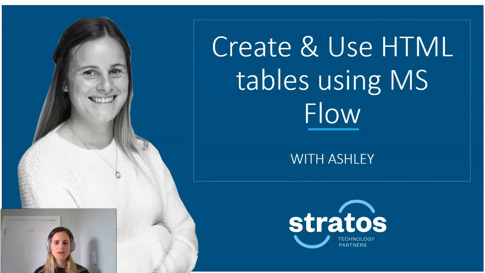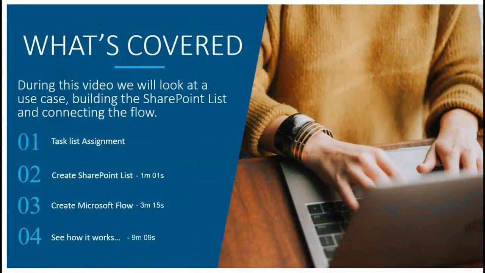In this video today we're going to create and use HTML tables using Microsoft Flow and SharePoint Online. There are many use cases where we could use HTML tables in Power Automate Flow. A couple of examples are: 1. A customer sales list, which holds all the sales information for a customer. You could send this to the sales manager on a periodic basis.